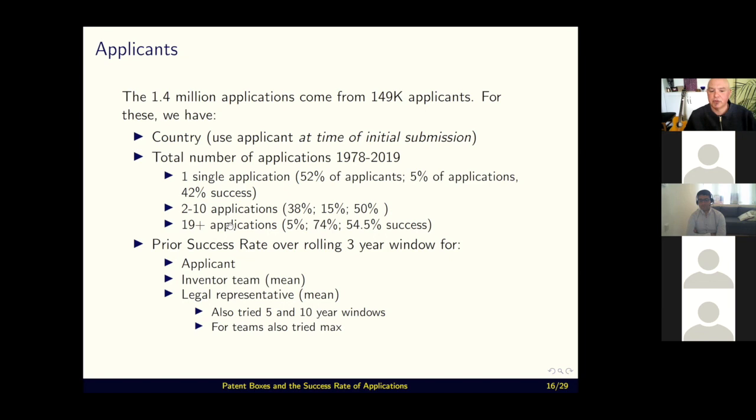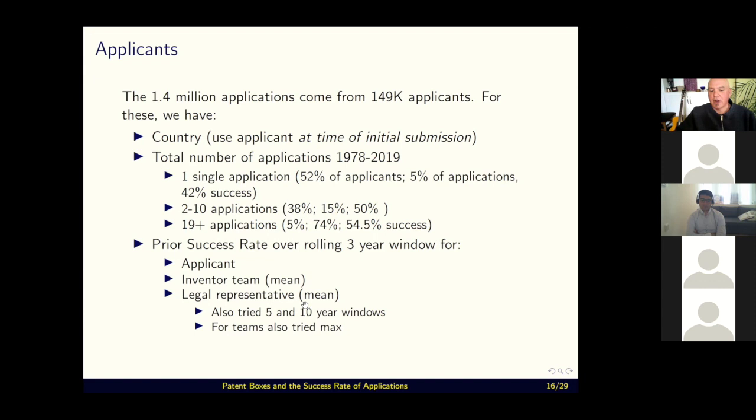Because we know the name of the applicant, the inventor, and the lawyers, we can look at the prior success rate over the past 3 years. We also look at 5 and 10 years. For the teams of inventors, we're going to use the average across all the inventors. We also use the max out of the team, and the same for the legal representatives. This last one is trying to control for quality of the lawyers.